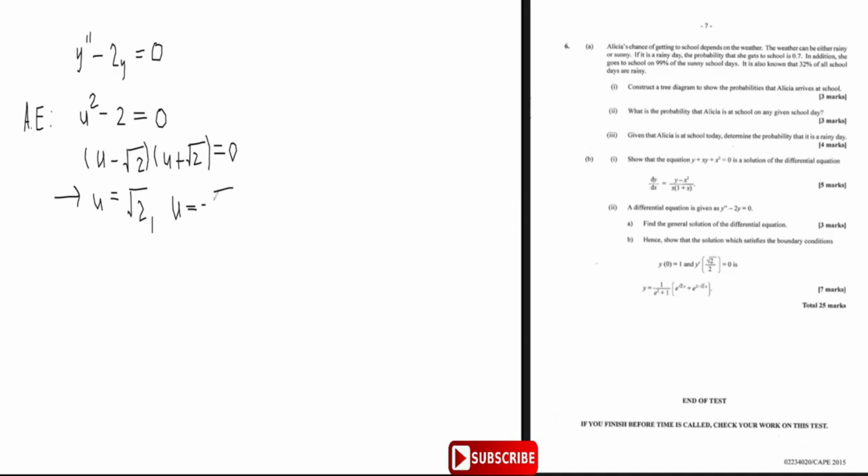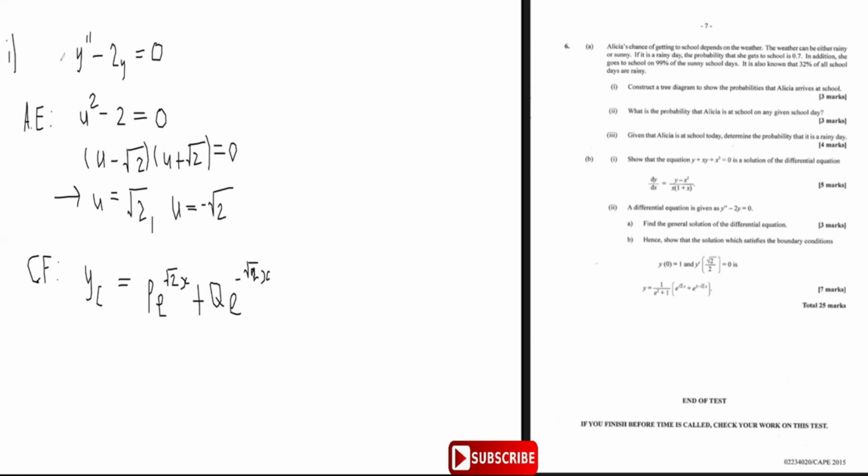And so, because it has two different roots, the general solution, which will give us our complementary function, I like to call it yc. yc is equal to p e to the root 2x plus q e to the minus root 2x. All right, so that's the general solution. So that takes care of part one.